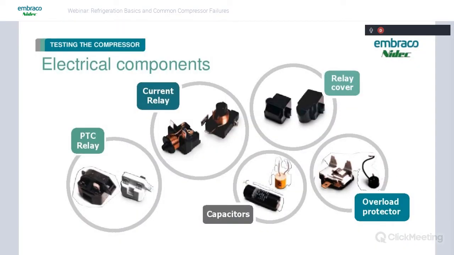So moving on to the electrical components that we use on these types of compressors, we have a current relay, which is very common. We'll talk about the differences in that. We have the PTC relay, which is a solid state relay with no moving parts. Terminal covers, two different types of overloads, and then two different types of capacitors.